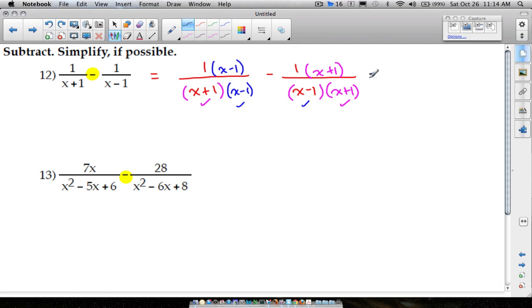So from here, lucky us, we just have numerators of 1. So 1 times this junk right here is still going to be that junk. It's just going to be x minus 1. However, be careful here. That minus, you have to be careful with that. So we have minus 1 times x plus 1, and our denominator, we'll leave it alone.